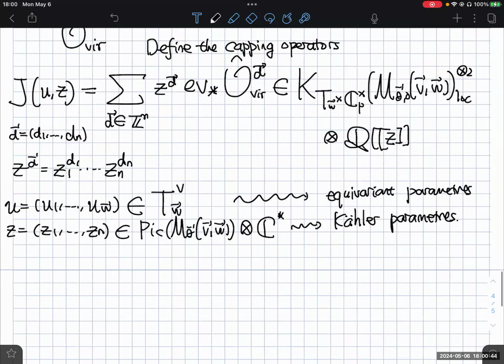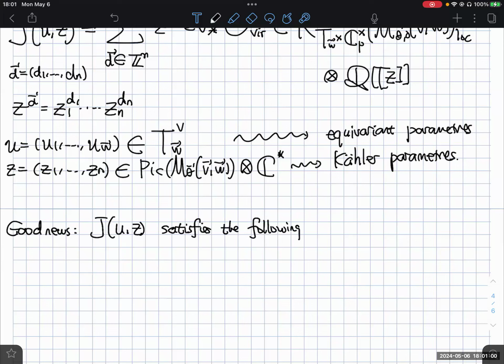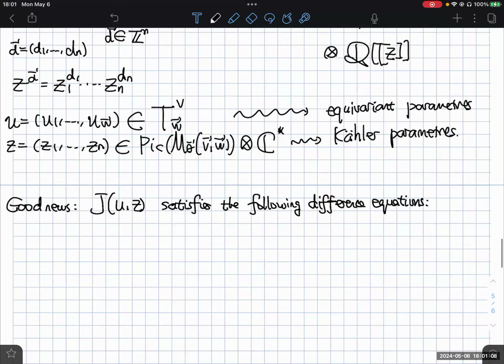A good thing about this capping operator, good news, is that it satisfies the following difference equation. Actually, I'm only going to start with the Kähler variable. On the Kähler variable, it satisfies the following difference equation.